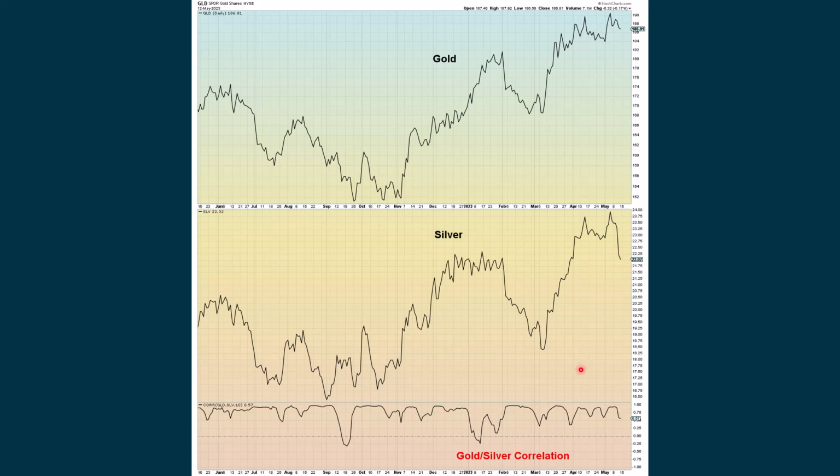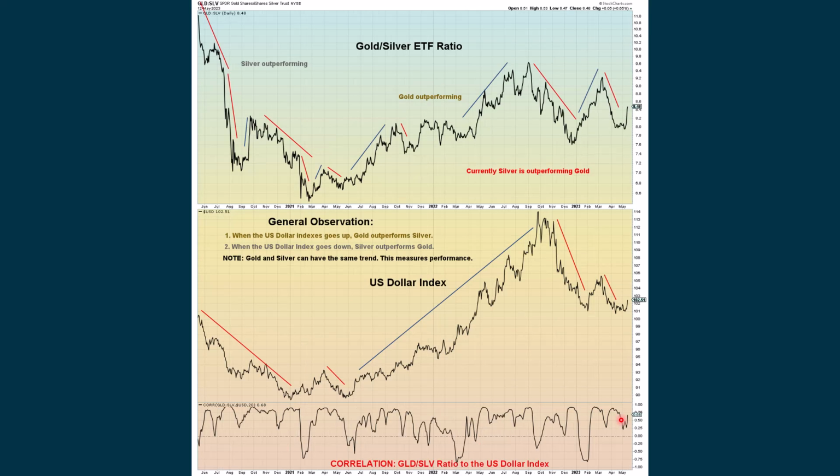And then we look at gold on the top and silver on the bottom, and we look at the correlation between the two, where they have a really solid longer-term correlated relationship. Now this chart is a little bit in depth, where we're looking at the gold to silver ratio on top. What research I've done has found is that when the dollar index goes up, gold outperforms silver. When the dollar index goes down, silver outperforms gold.